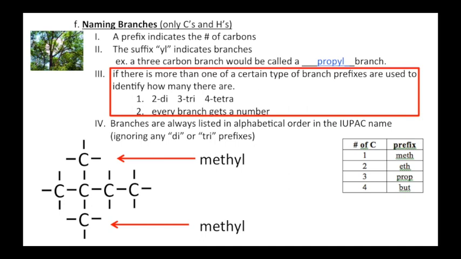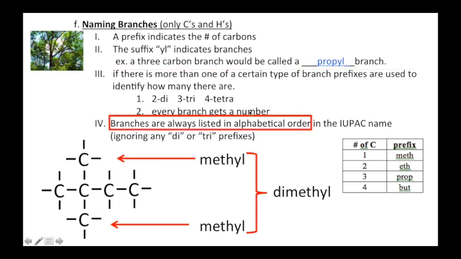So watch this. We have 2 methyls. So we use another prefix here. There's a prefix for 2, di. So we would call this dimethyl because there's 2 methyls. All right. Now, I say here every branch gets a number. We'll talk about that a little later. Branches are always listed in alphabetical order. You'll see that coming up.